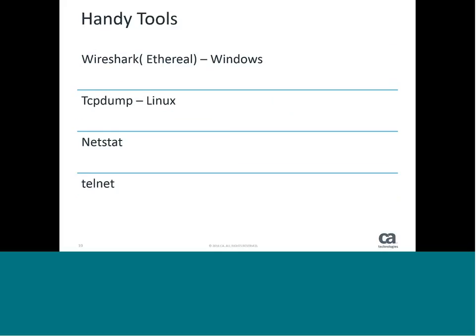Next, what are the tools that we can use when we are facing some problems related to the communication inside Harvest? One is Ethereal, or we can say Wireshark. It's a freeware, and it is very helpful. It's like a packet capturing tool.